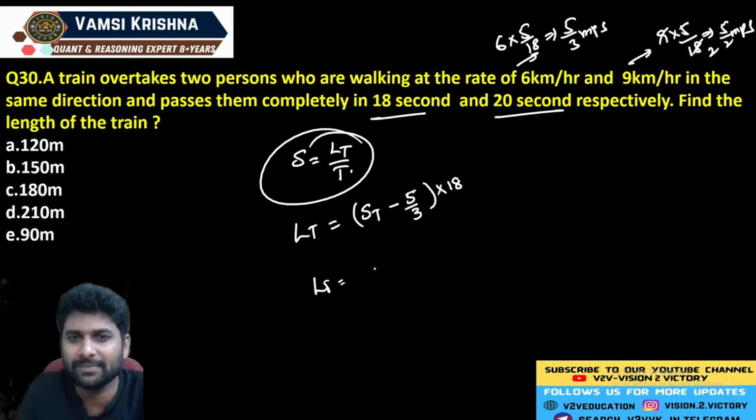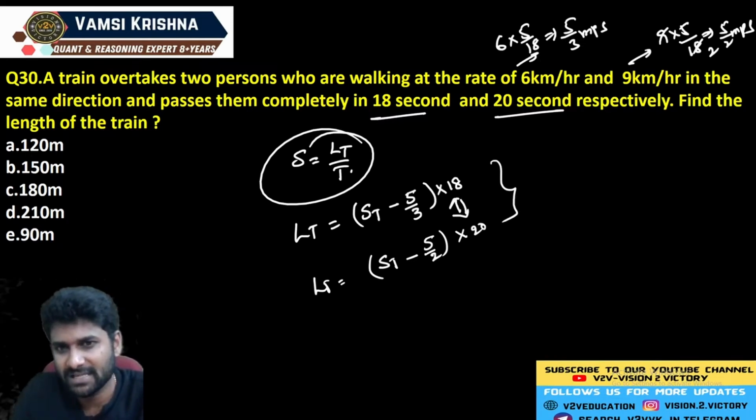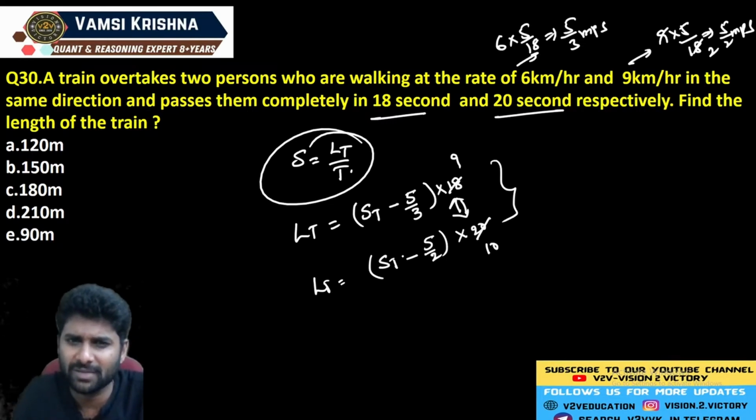What about the length of the same train? Speed of train minus speed of a person is 5 by 2, which is multiplied by 20. And you already know that the length of the train is the same. Just equate it. It's 9 times, it's 10 times. Just cross multiply them, guys. You will get this value.